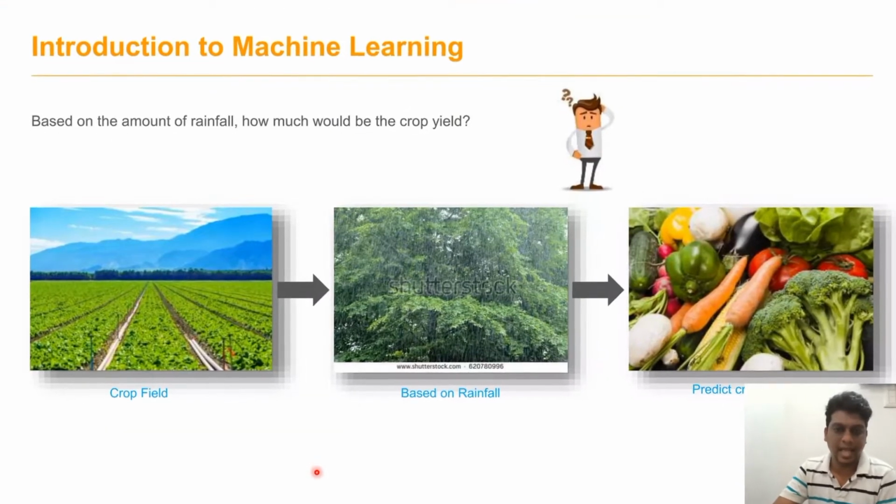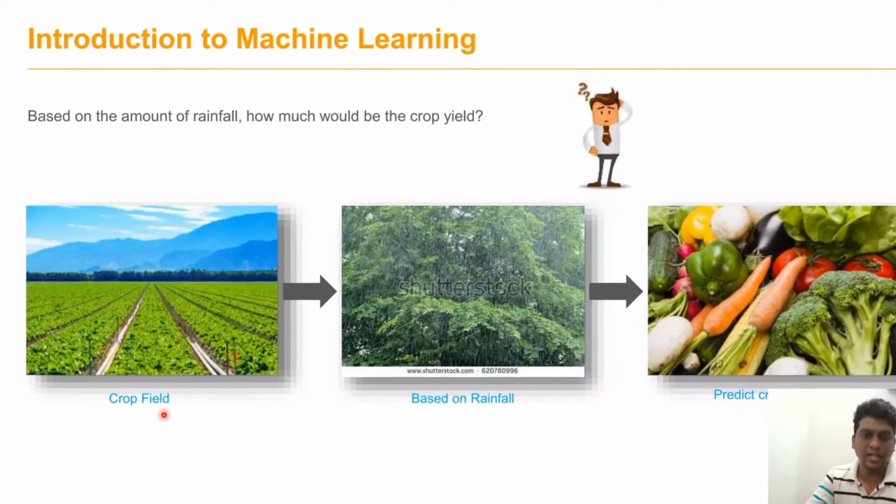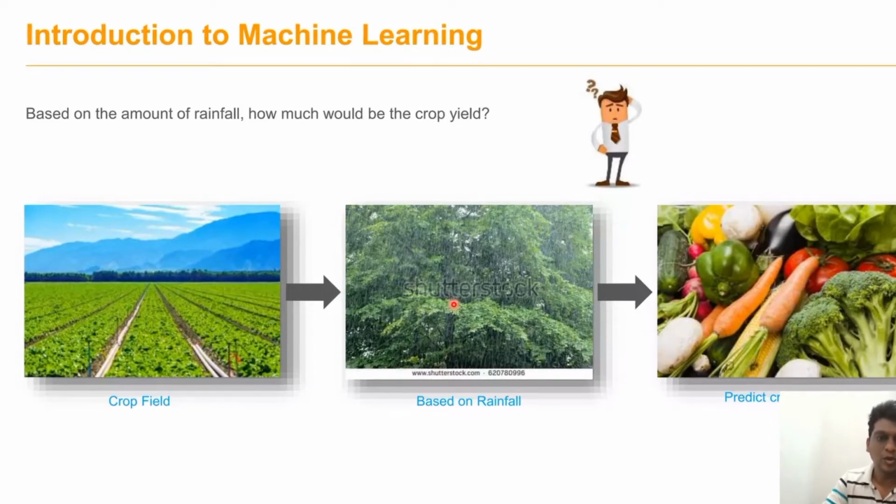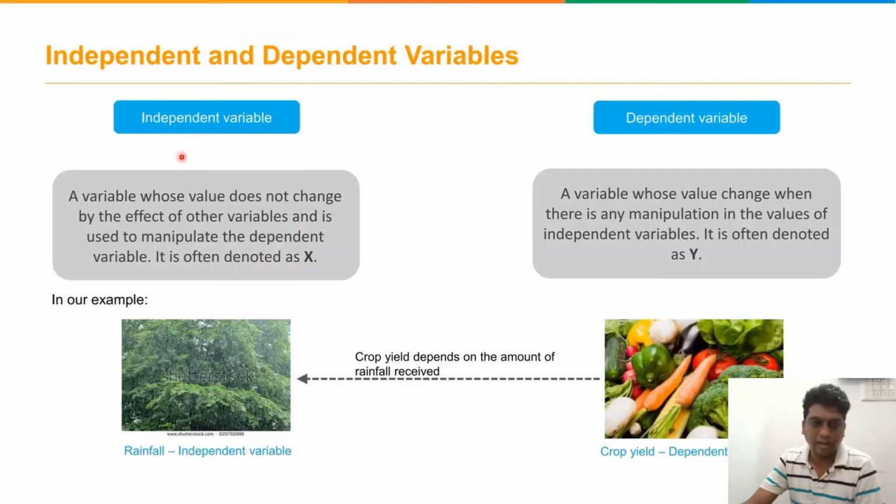We can see another example. Now this is a crop field and this is the amount of rainfall. Based on the amount of rainfall, we can predict how much crop we are going to have this year. Here the crop yield is the dependent variable and the amount of rainfall is the independent variable. Based on the amount of rainfall, we can deduce how much crop we are going to yield every year.